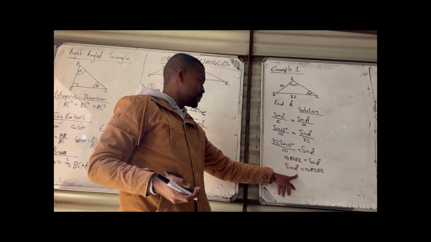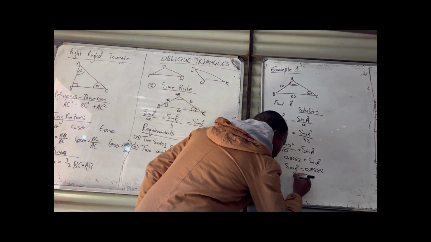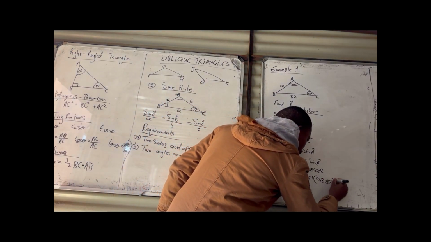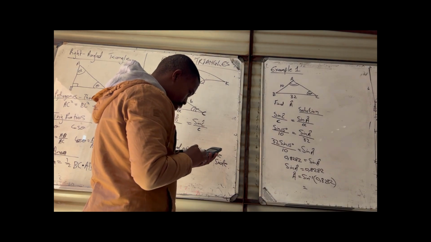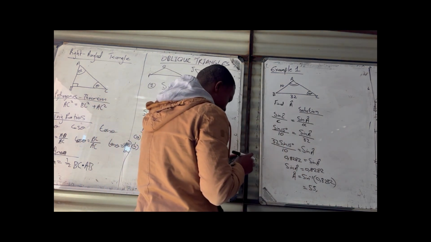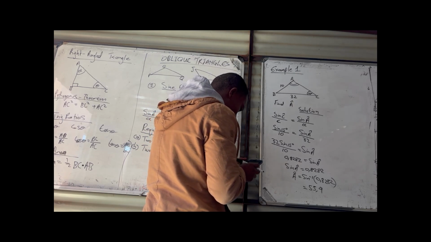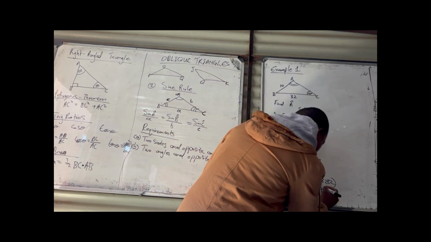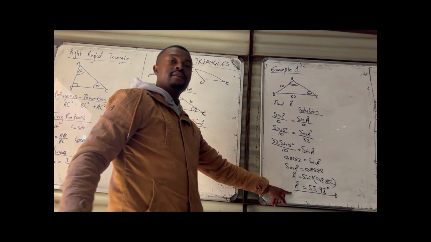To find angle A, we transpose: A is the inverse sine of 0.8282, which gives 55.91. 55.91 what? Degrees. So angle A is 55.91 degrees.